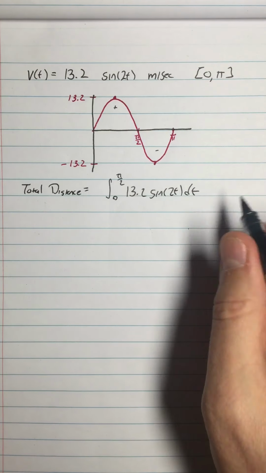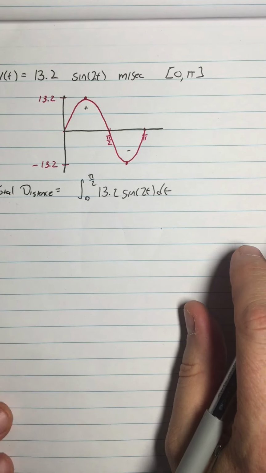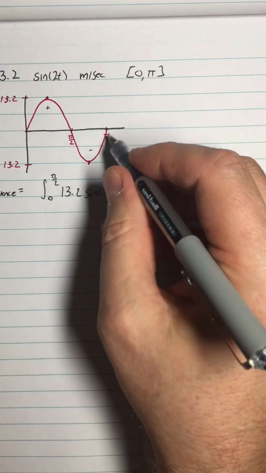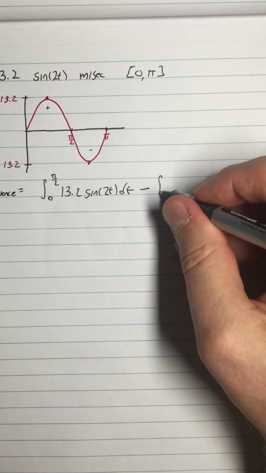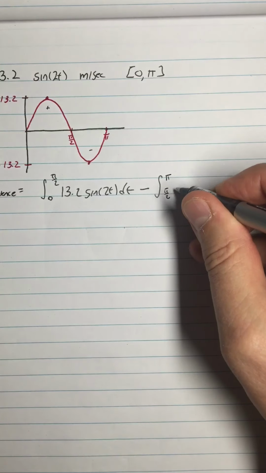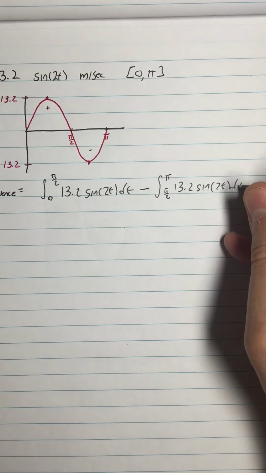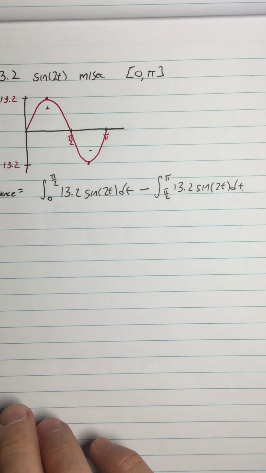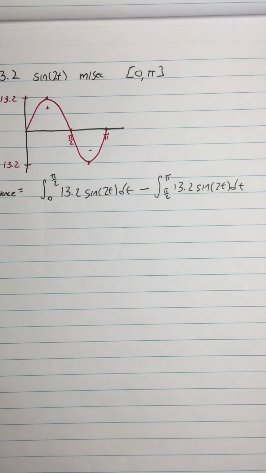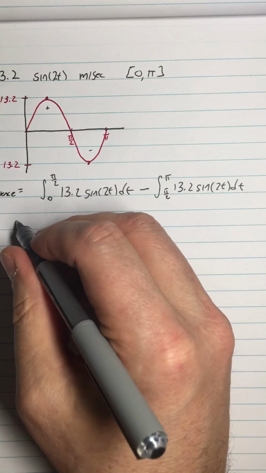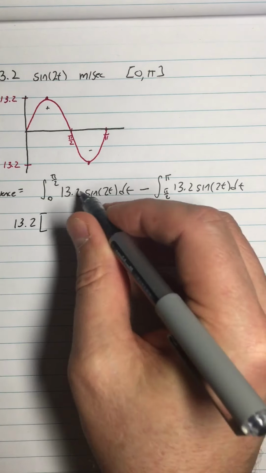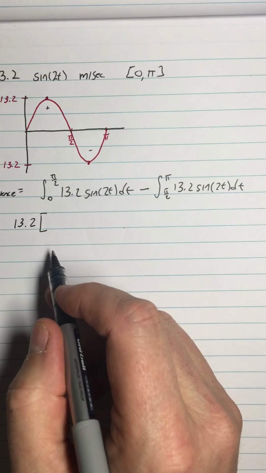Make sure your notation is complete at every step. And then I'm going to put minus, because this part is negative and I want it to be positive, the integral from pi over 2 to pi of 13.2 sine of 2t dt. You can do clever things like factor out the 13.2. There are lots of different approaches you can take to evaluate it. What I'm going to do is just do those two integrals separately. So I'm going to factor out the 13.2 and do the antiderivative at the same time.